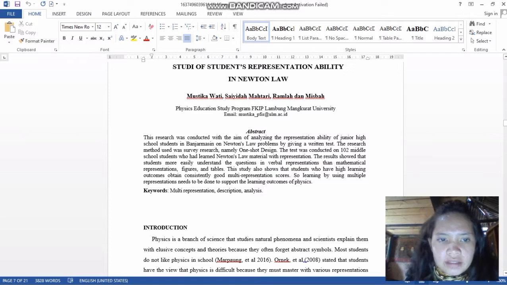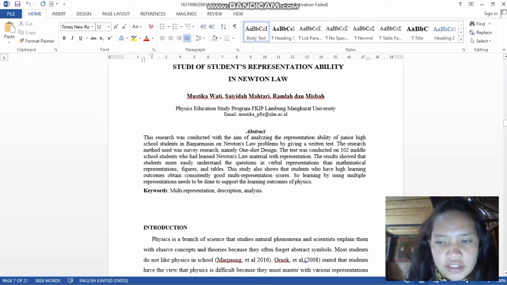The research method used was survey research, namely one-shot design. The test was conducted on 102 middle school students who had learned Newton's law material with representation. The results showed that students more easily understand the question in verbal representation than mathematical representation, figures, and tables.